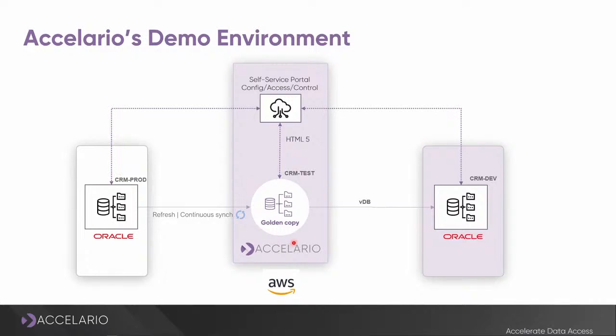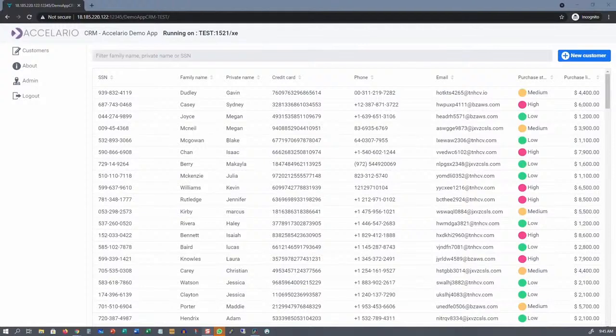In the first part of this demo, we will show how a development team that needs production data can access it through a self-service portal and provide a virtual database inside their development server. This is the CRM test application that contains compliant data. This will be the data source for our development teams, which they will use to create virtual databases.